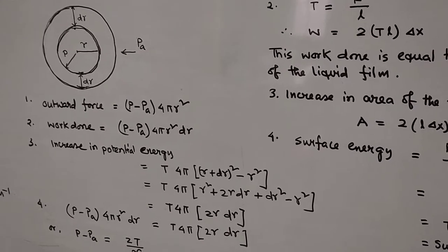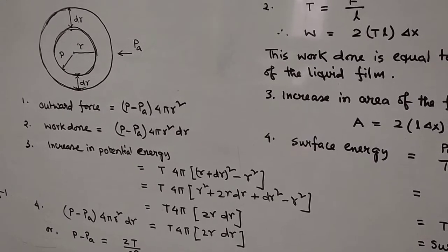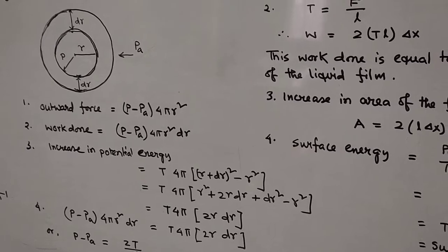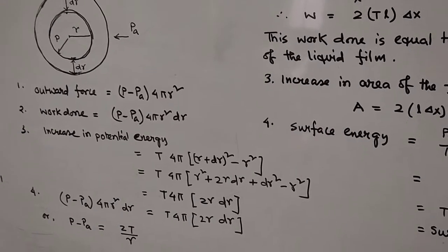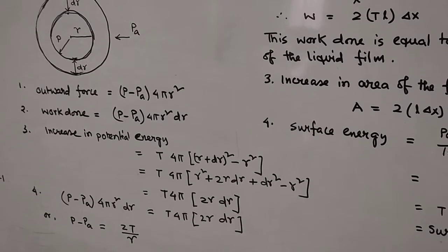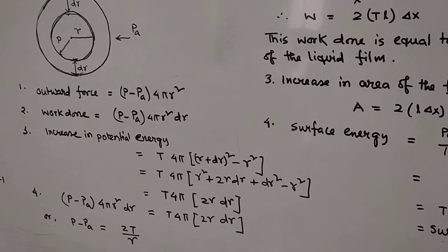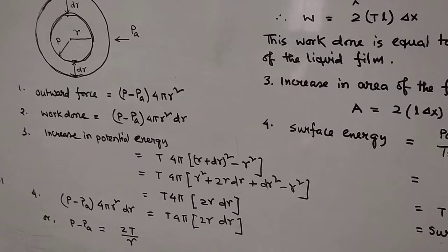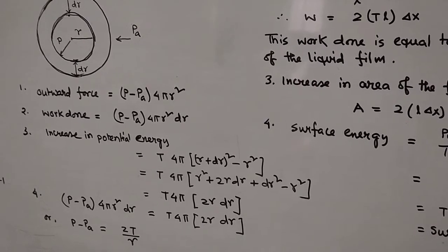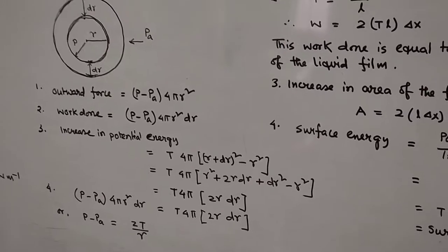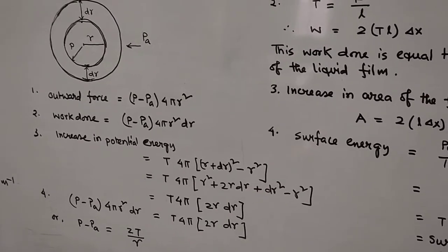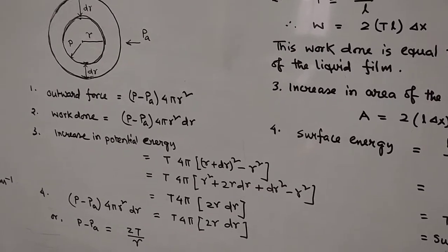Now this potential energy and work done are numerically equal. So P minus PA into 4 pi r square dr equals T into 4 pi 2r dr. What happens basically is that the 4 pi cancels out, and one r goes off. So ultimately we get P minus PA equal to 2T by r, where r is the radius of the drop. So the excess pressure is nothing but 2T by small r.